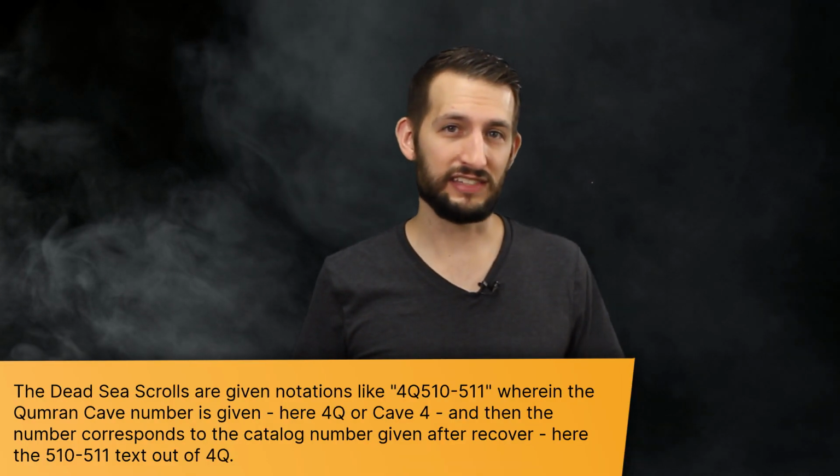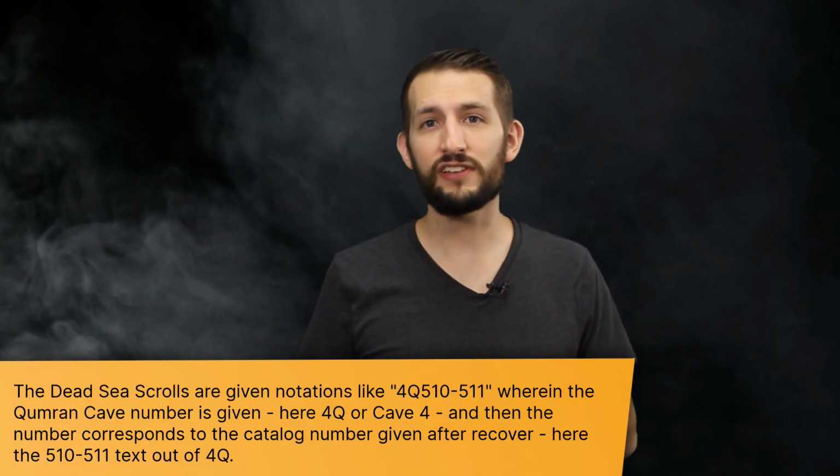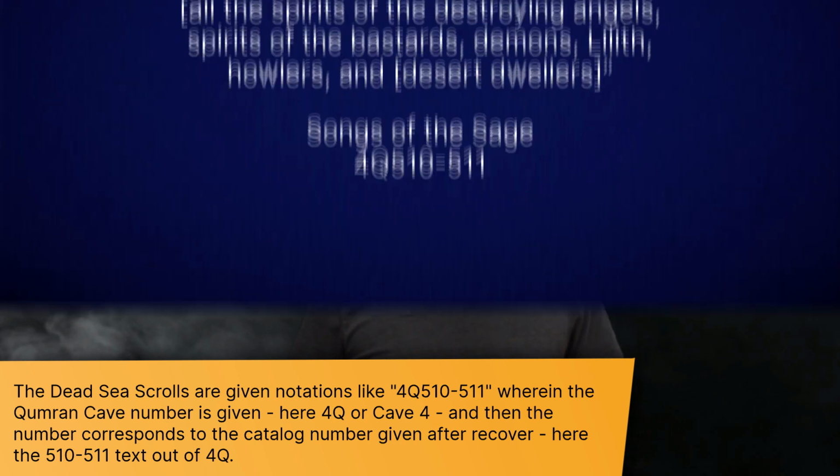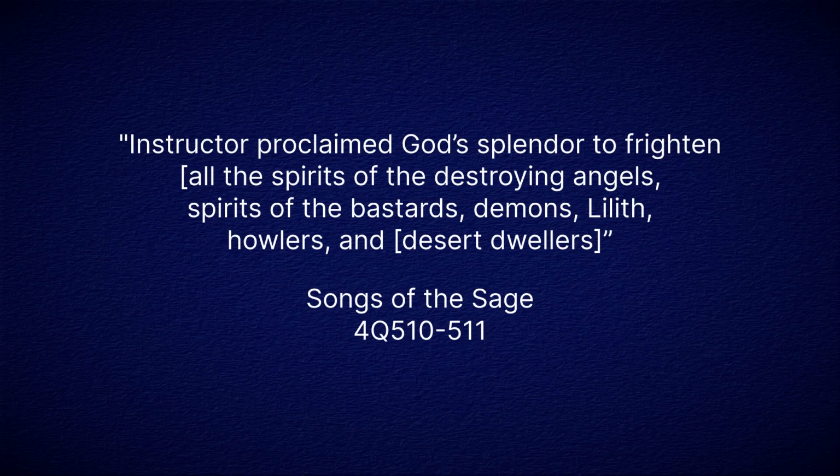In the Dead Sea Scrolls, specifically in the Songs of the Sage in 4Q510 to 511, it says the instructor proclaimed God's splendor to frighten all the spirits of the destroying angels, spirits of the bastards, demons, Lilith, howlers, and desert dwellers. Now this strengthens our understanding that Isaiah 34 is referring to a particular named supernatural character, because that seems to be how it was understood by the Qumran community, who list Lilith with the howlers and desert dwellers, who also are mentioned in Isaiah 34.